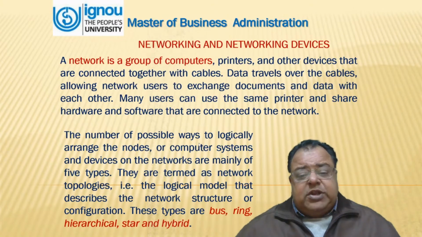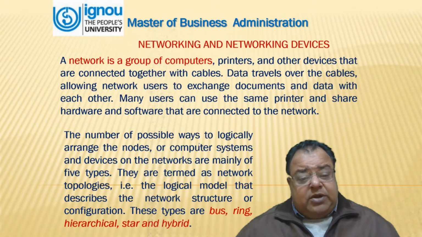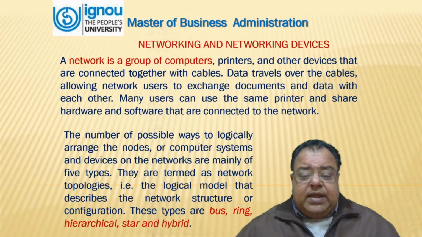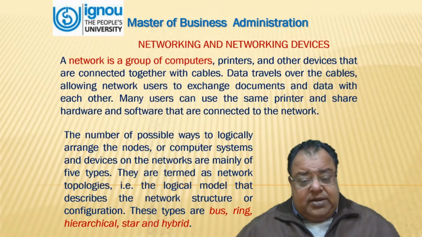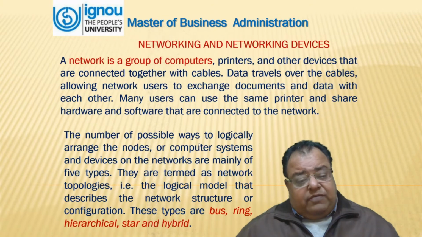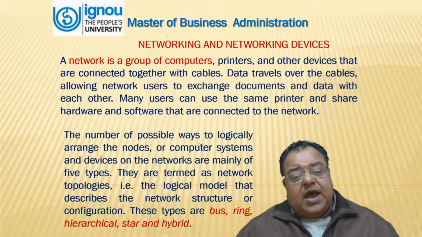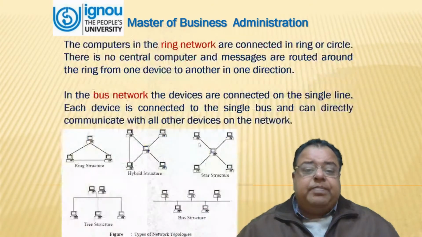The number of possible ways to logically arrange the nodes, or computer systems and devices, on the network is mainly of five types. They are termed as network topologies. That is the logical model that describes the network structure or configuration. These types are bus, ring, hierarchical, star, and hybrid.